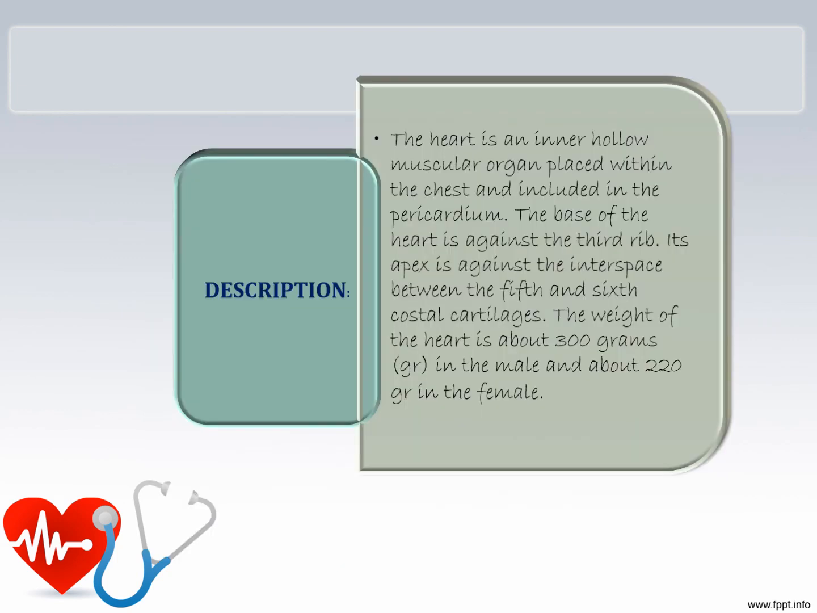What is the heart? The heart is an inner, hollow, muscular organ placed within the chest and included in the pericardium. The base of the heart is against the third rib. Its apex is against the interspace between the fifth and sixth costal cartilages. The weight of the heart is about 300 grams in the male and about 220 grams in the female.